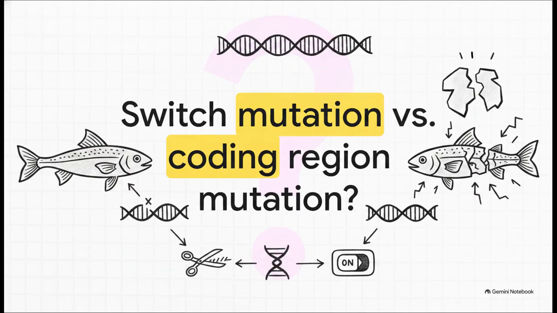How does a targeted typo in a tissue-specific switch differ from a typo in the main coding region of a gene? Well, remember, if the coding region is broken, the protein is broken everywhere in the body. But if just a switch is broken, like that pelvic switch, the fish only loses its pelvic spines, while the jaw develops perfectly normally. It's all about location.